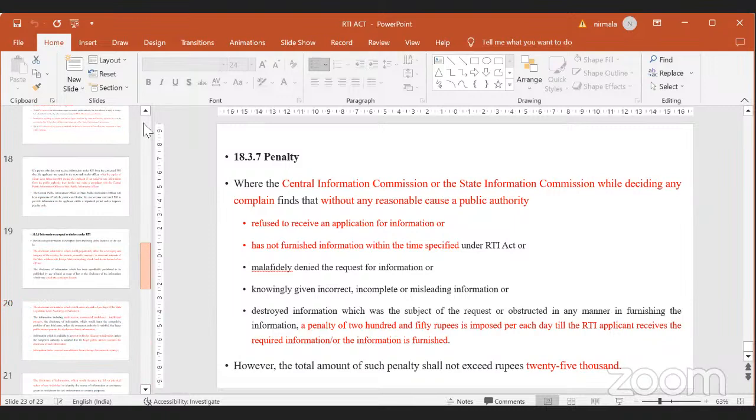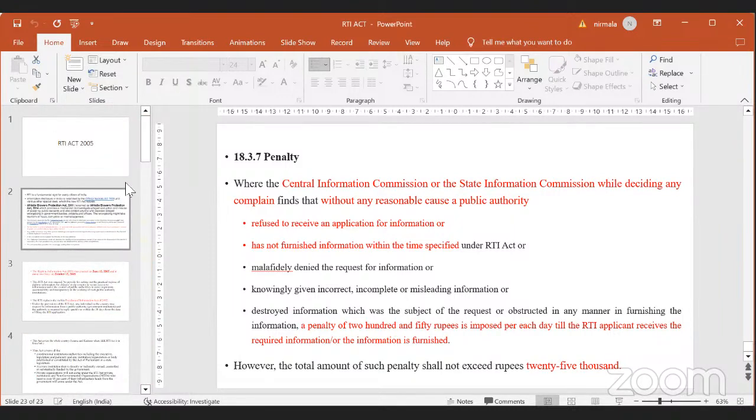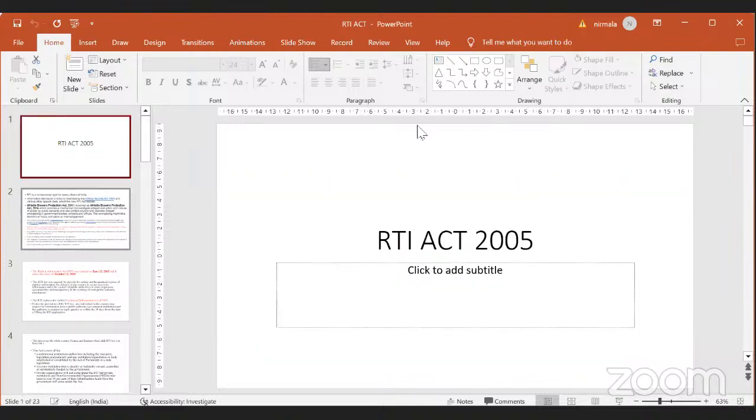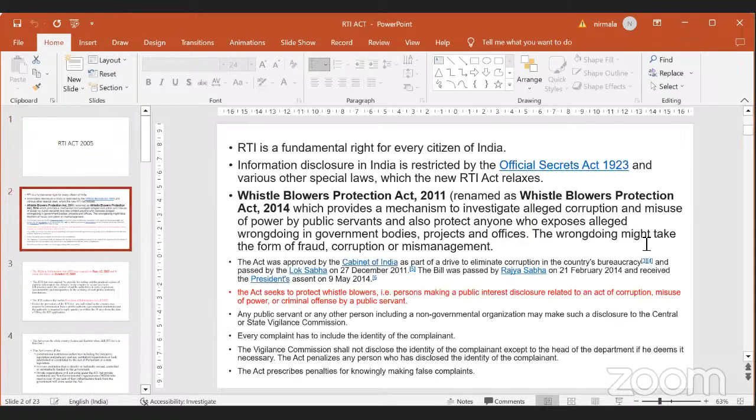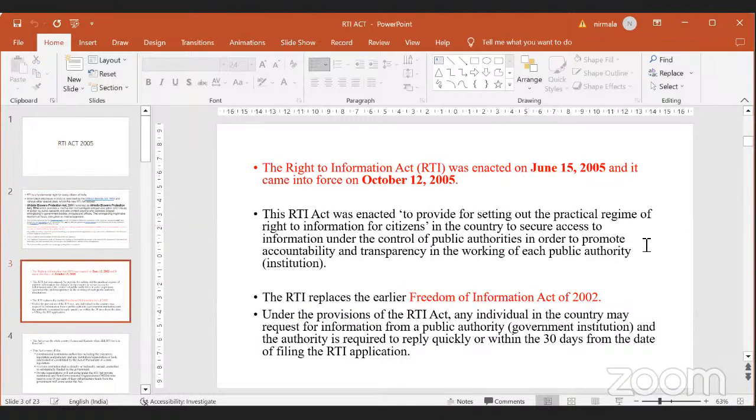The Right to Information Act of 2005 replaces the earlier Freedom of Information Act. It was enacted on June 15, 2005, but it came into force only on October 12, 2005. Under the provisions of the Right to Information Act, anyone can request information from the public information officers or organizations under the control of the governments, and it is the duty of the public information officer of the organization to provide information to the RTI applicant.